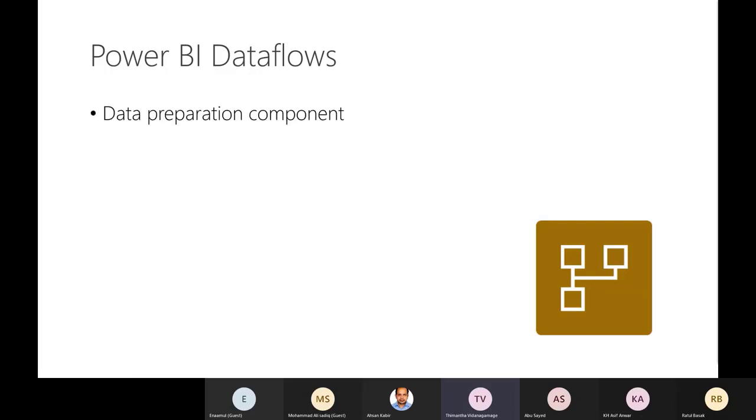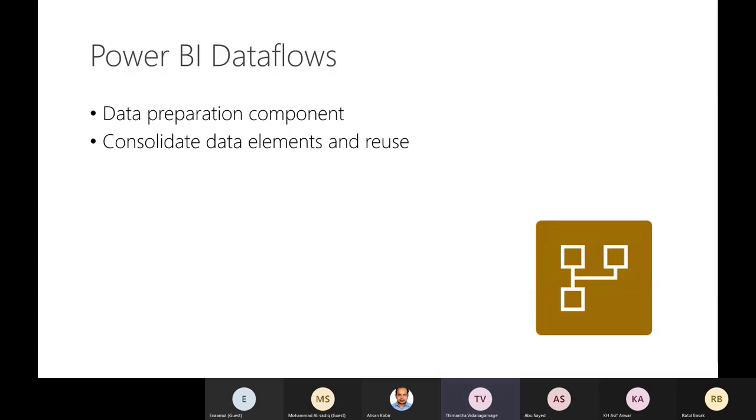So Power BI data flows is a data preparation component that is available in Power BI, where the entire process is based on Power Query. Power Query is running behind the scenes, and Power Query is used for data cleansing, data transformations, and all that in Power BI data flows.